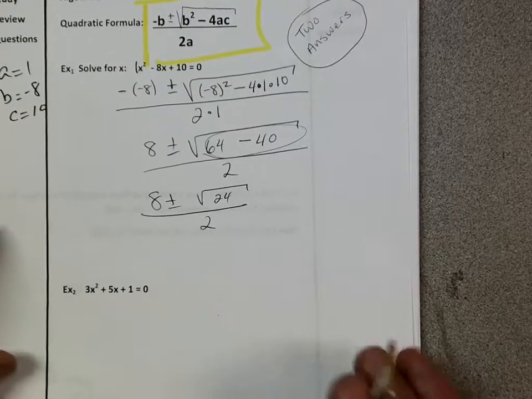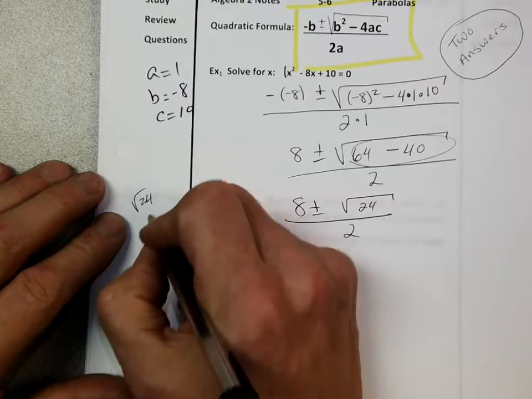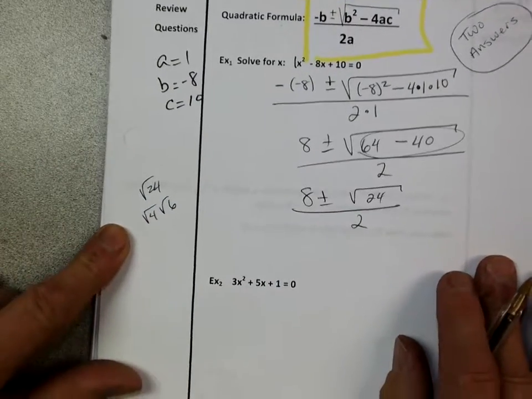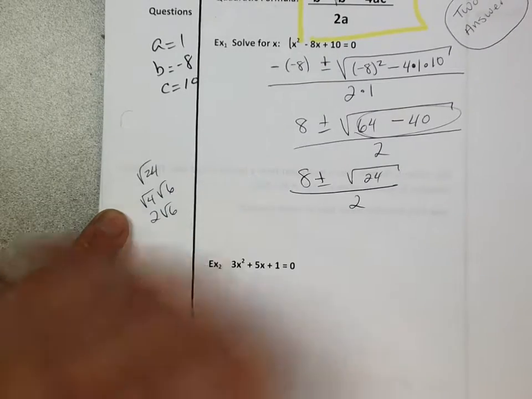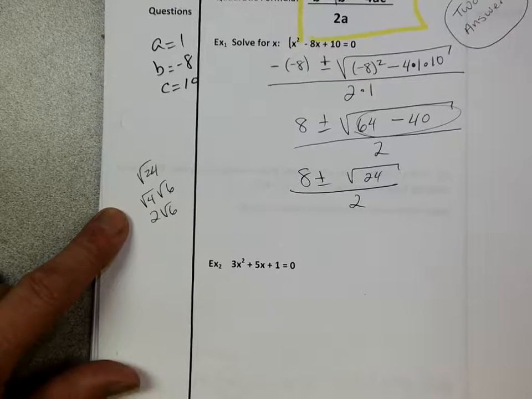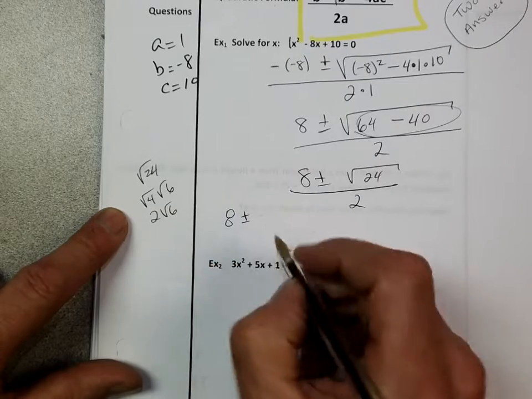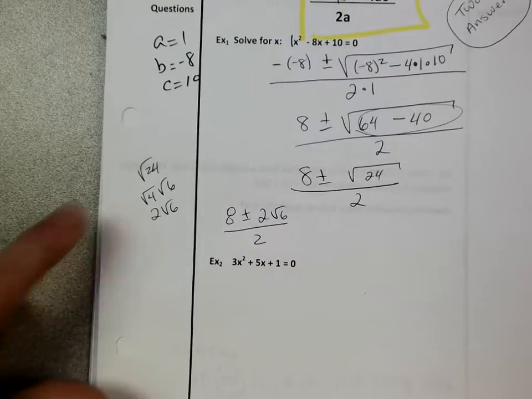But a math teacher wants you to probably take your square root of 24 and break it down into the square root of 4 times the square root of 6. Remember doing that? Which is going to give you 2 square roots of 6, okay? I'm going to show you both. So a math teacher is going to like 8 plus or minus 2 square roots of 6 over 2.